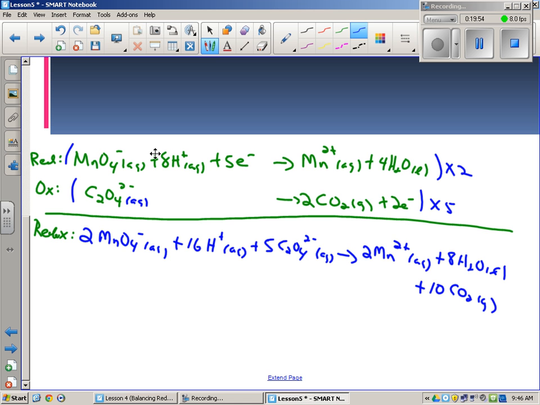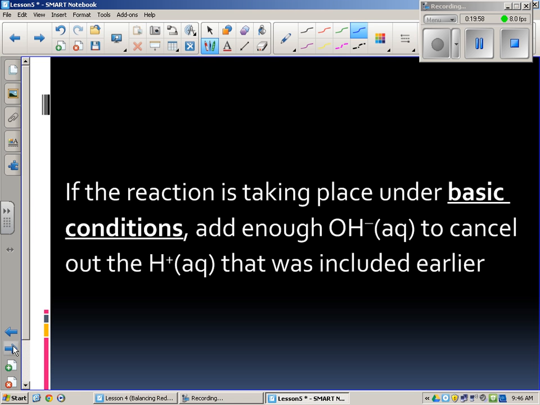One more example. We're going to switch it a little bit on you. Make it a little bit tougher. Not tougher, a little bit more work for you, if that's not enough. Okay? If the reaction is taking place under basic conditions, you need to add enough hydroxide to cancel out the H pluses that you've added.